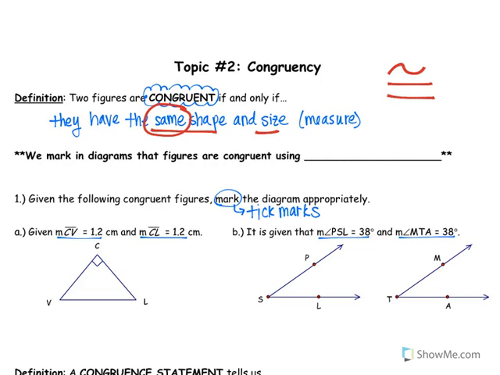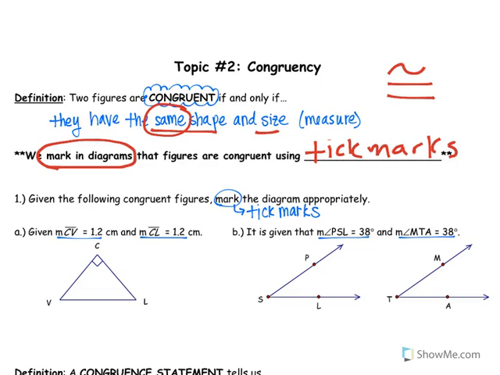Something that's going to be very important in this class, and we will do almost every single day, is marking diagrams. So we mark in diagrams that figures are congruent using something called tick marks. And I'll explain what that means in a second. So tick marks, let's explore that more in example number 1.